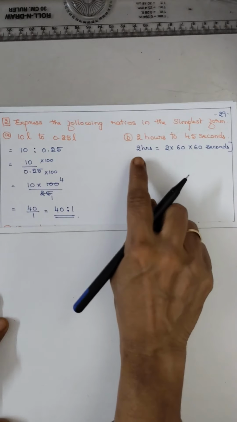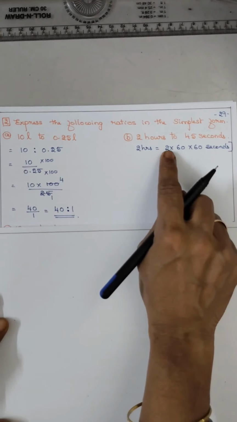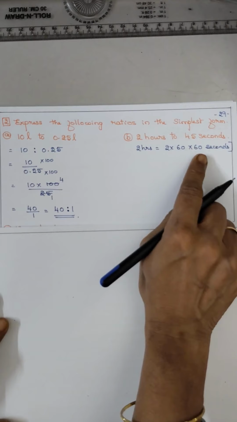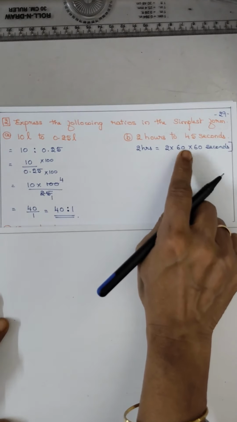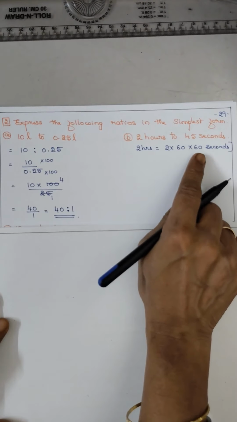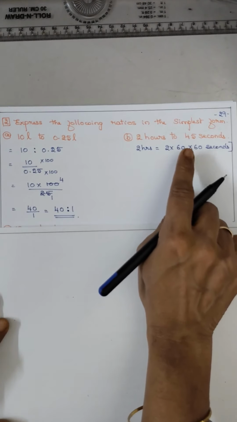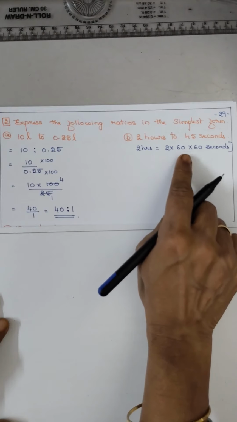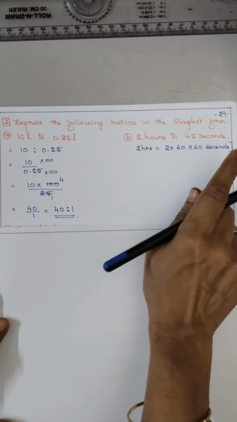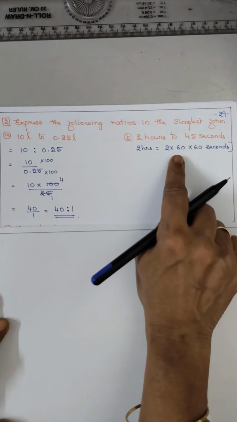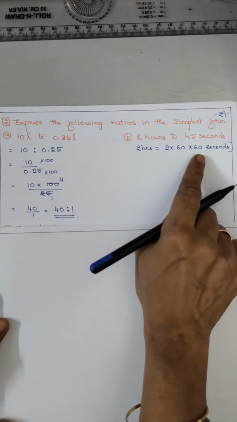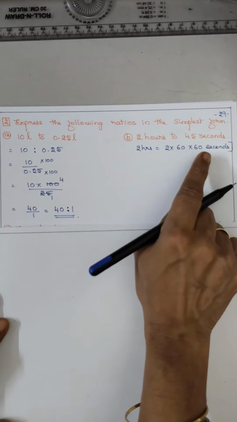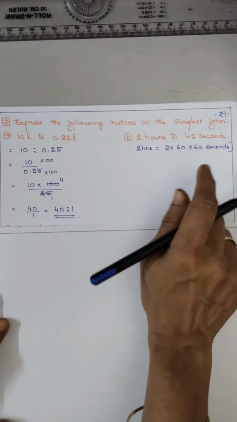So 2 hours is equal to 2 into 60 into 60. Why? 1 hour is equal to 60 minutes and 1 minute is equal to 60 seconds. Otherwise, directly you can write 2 into 3600. But how is that 3600? Now you understood? 1 hour is equal to 60 minutes and 1 minute is equal to 60 seconds. 60 into 60, 6 6s are 36 and 2 zeros. That is why 3600.